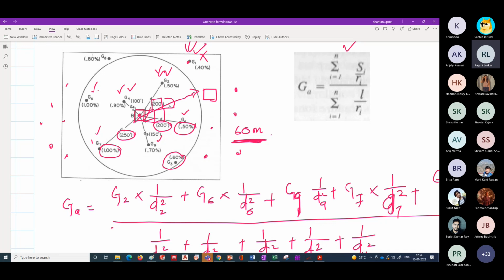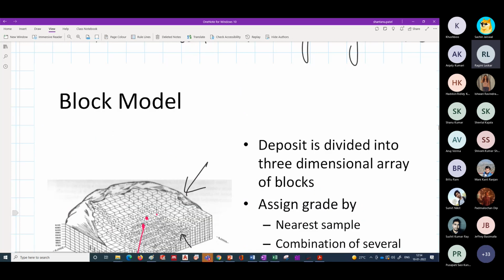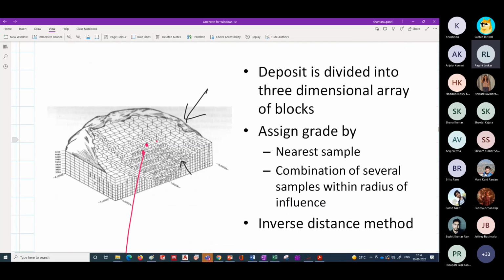So let's say another block we are considering is here. Around this block, if you make a circle, maybe this borehole will come, this borehole will come, this borehole will come. Similarly, you will change this throughout your volume, continuously changing those locations, to calculate the average grade. Is this clear? Yes, please let me know.